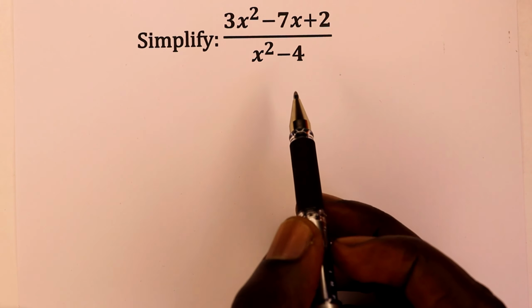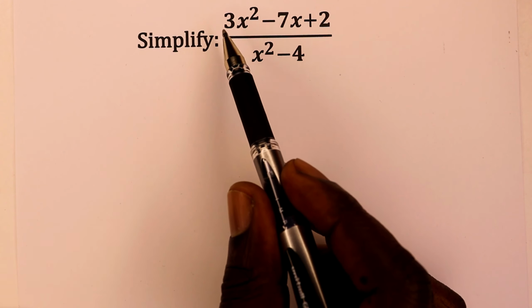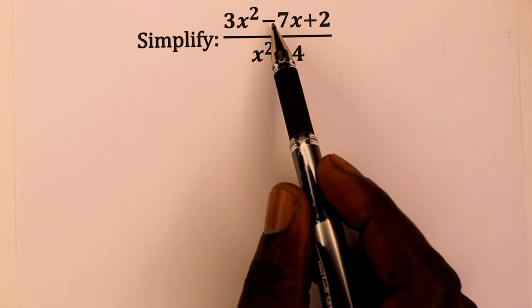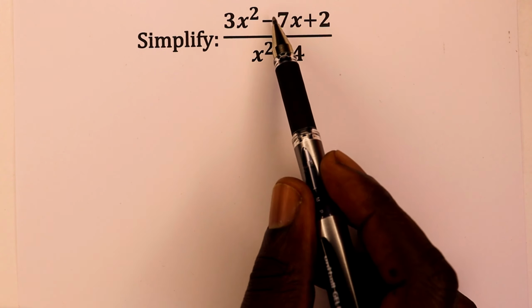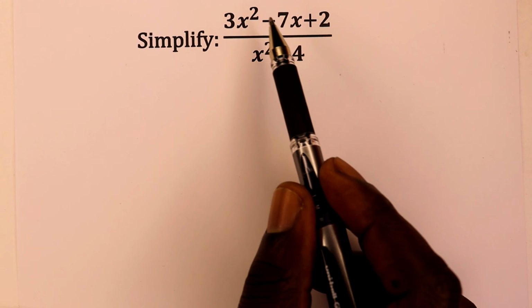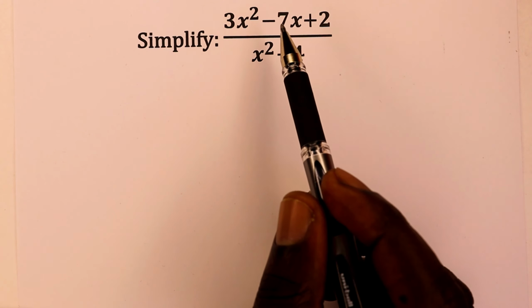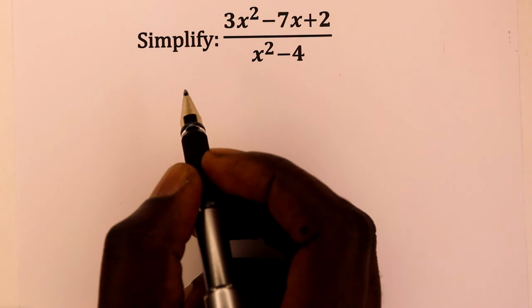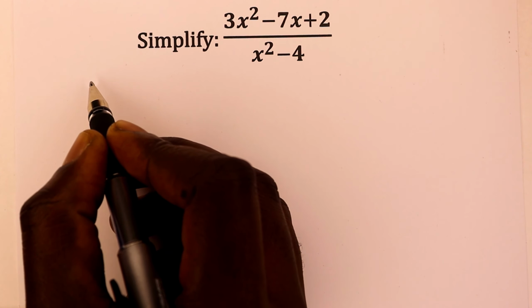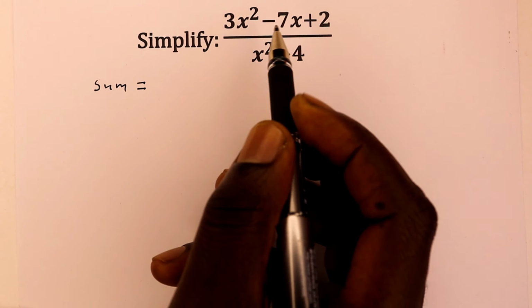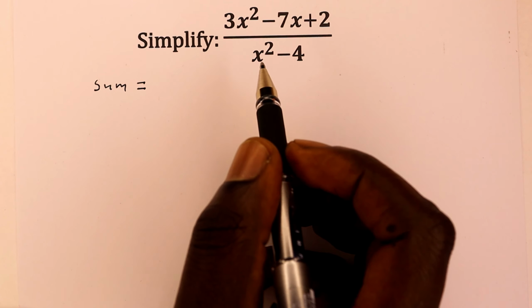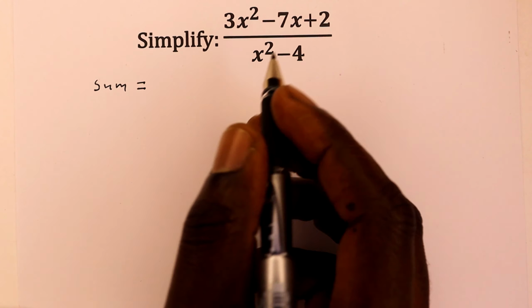So for us to be able to do that, we're going to make sure that we have 4 terms in the numerator. So it means we're going to split the middle term into 2 so that we have 4 terms here. So for us to do that, we are going to look for 2 numbers whose sum is the same as b if we treat these as a quadratic expression. So b is -7.